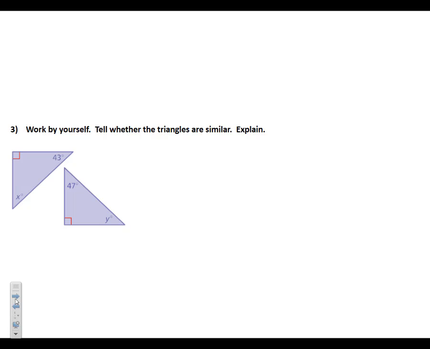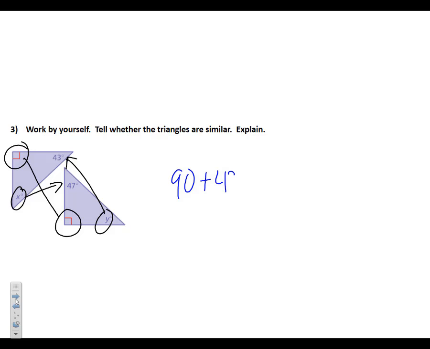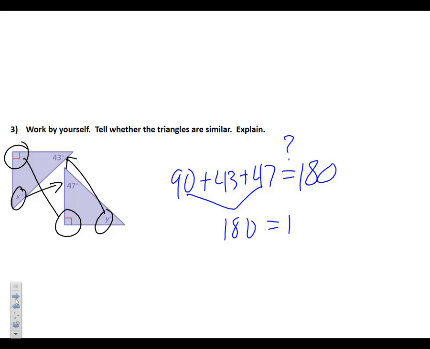Alrighty, welcome back. So let's figure it out and see if our answers match. I'm going to go like this and say, hey, I've got this 90-degree angle that is congruent, and so I've got to find out, is x 47 or is y 43? And we're just going to make it quick. I'm going to use the second method this time, and I'm going to say, hey, I've got 90, because we know that this is a 90-degree angle, plus 43 plus 47, does that equal 180? And of course, if I add these together, I know 43 and 47 is 90. 90 and 90 is 180. So 180 does equal 180. So yes, these are similar.